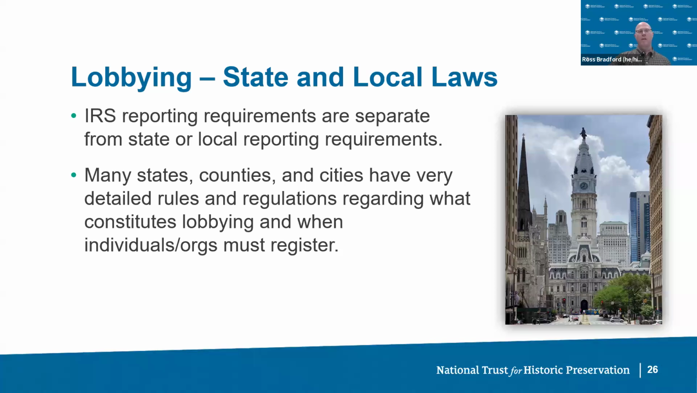So we're going to shift gears a little bit. I've talked a lot about the IRS and their guidelines for lobbying generally, and a lot of that applies at the federal level. But lobbying is not just at the federal level. Lobbying takes place at the state and local levels. So for IRS 990 tracking purposes, you're going to want to account for any type of lobbying, whether it's at the state, local, or federal levels.